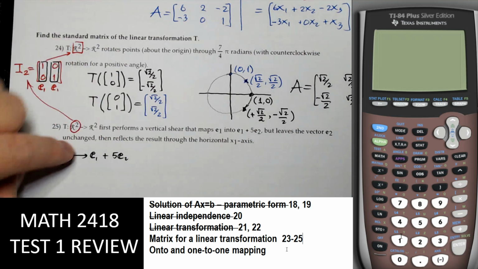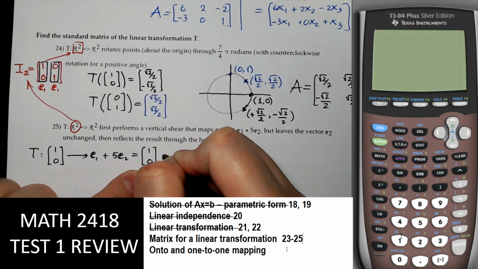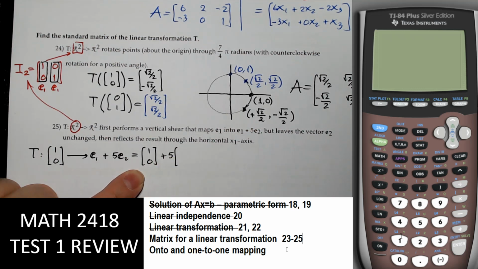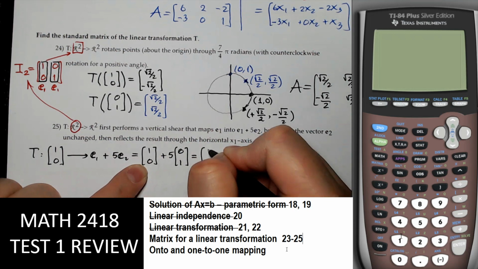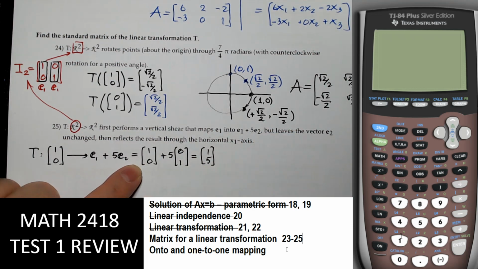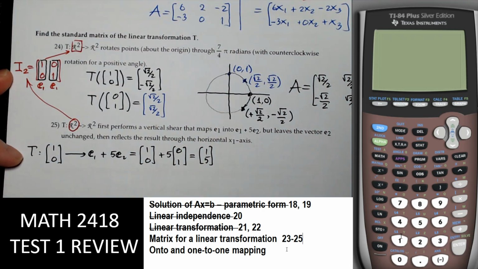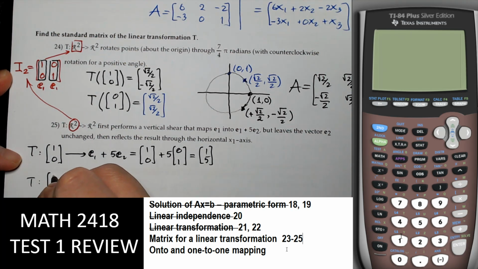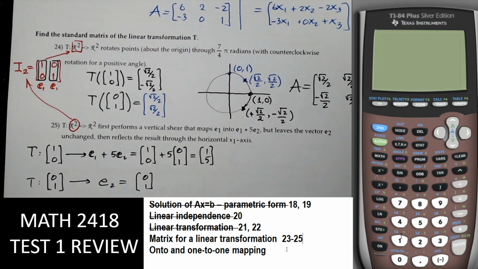It maps E1 to E1 plus 5E2. E1 is 1, 0. E2 is 5 times 0, 1. So it will be 1 on the top, 5 at the bottom. And that will leave E2 unchanged. Right, so that's the first one.